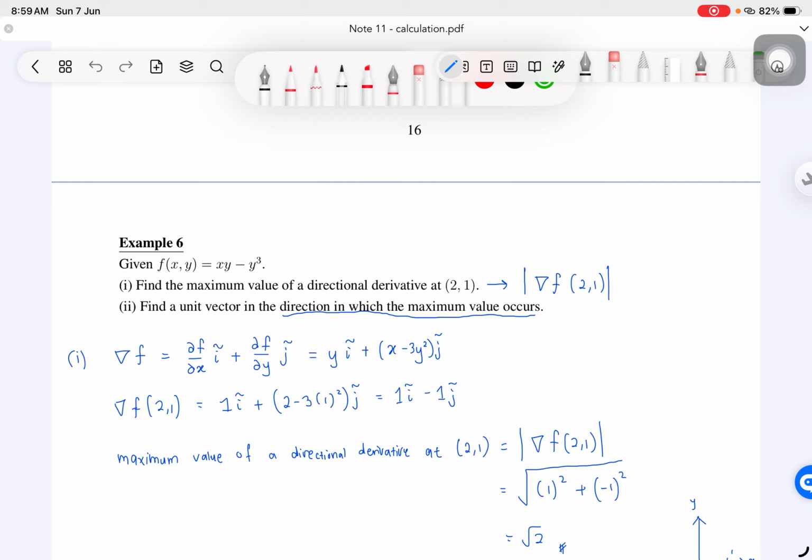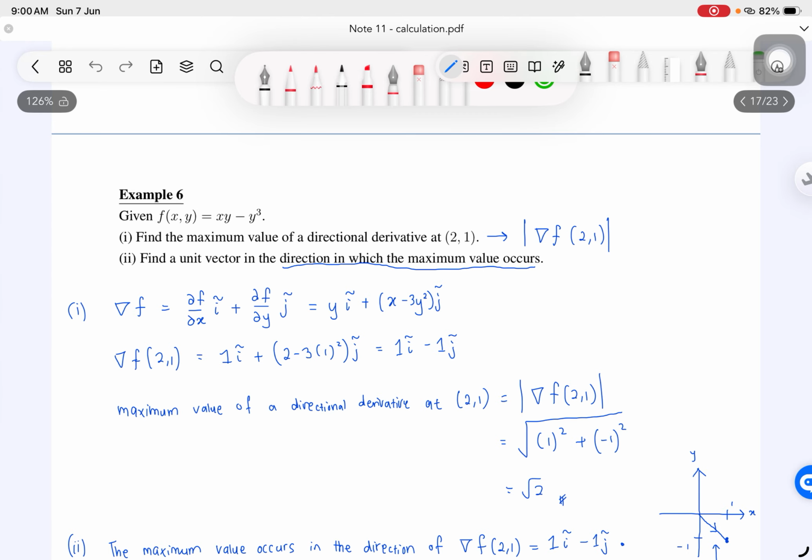So we know that del f is equal to this one. It means that you need to differentiate with respect to x first for i, and then differentiate with respect to y for j. And then you need to substitute the point (2, 1) inside this one, so you obtain i minus j. They ask you to find the maximum value, so the magnitude takes the positive sign. So we find the magnitude of that one, we get root 2, which is positive, so this is the maximum value.